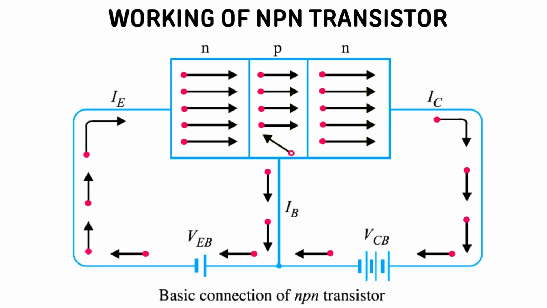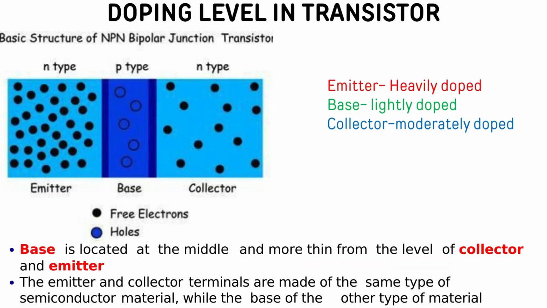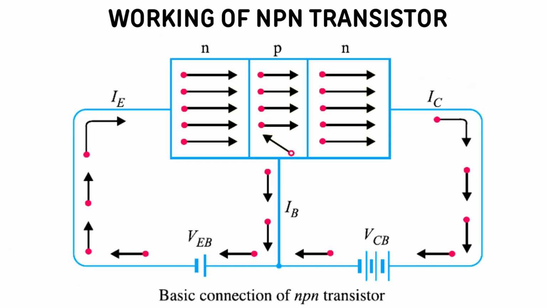Working of NPN transistor. The figure represents an NPN transistor. Emitter base junction is forward bias. Collector base junction is reverse bias. Now you can consider the directions represent the direction of electrons, not the direction of current. The direction of current is exactly opposite to the flow of electrons.